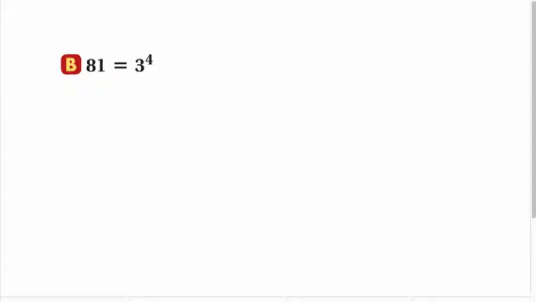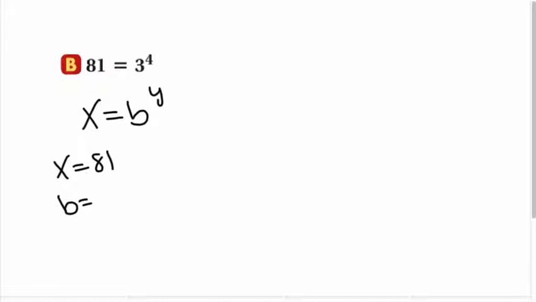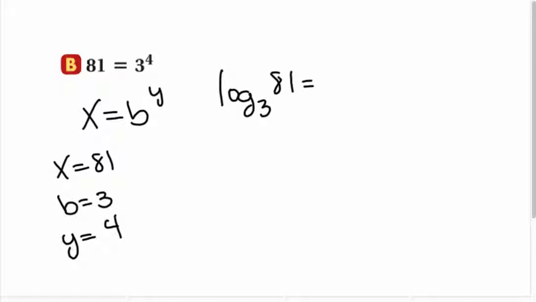So let's look at another example. I've got 81 equals 3 to the 4th. Now, I remember from the last slide, because I just did this, that x equals b to the y. So I'm going to write down what everything is. X is 81, b is 3, and y is 4. Now I need to rewrite this as a log. So it's going to be log base b, which is 3, of x equals 4.